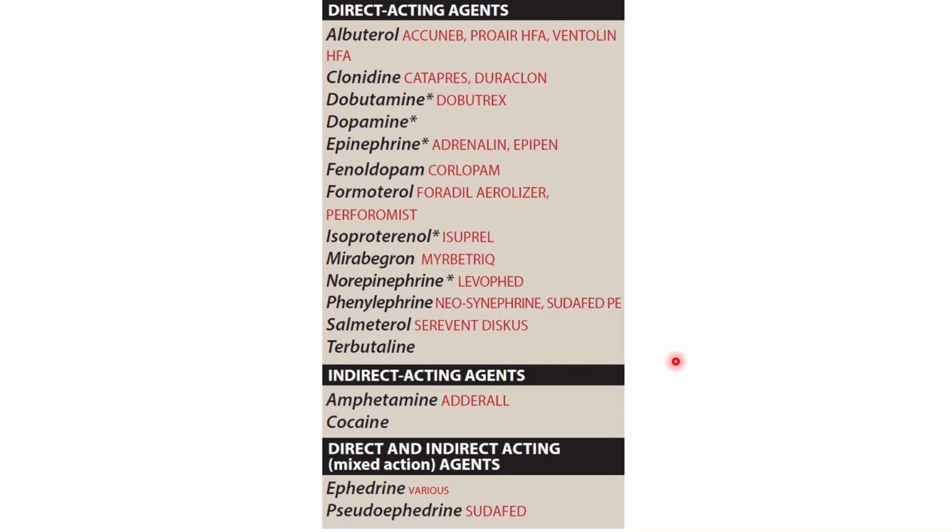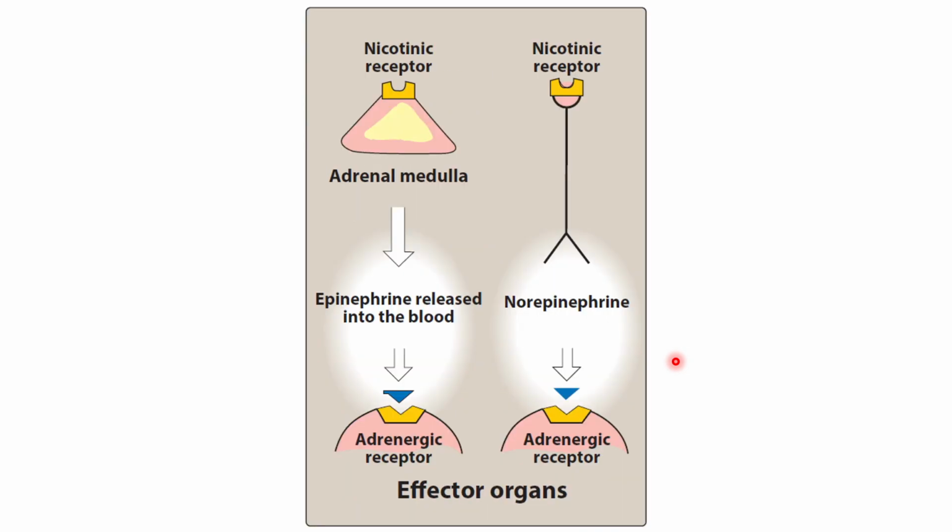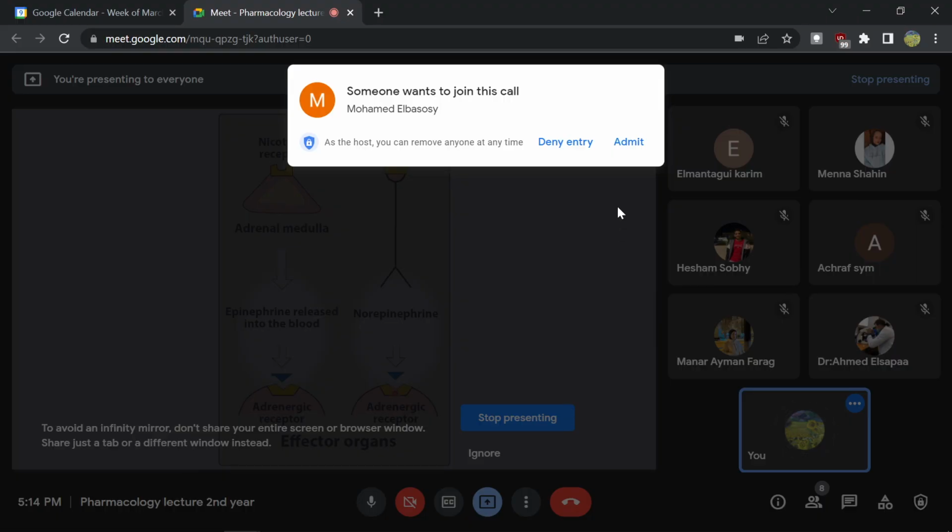So this is the classification of the adrenomimetics, or drugs that stimulate adrenergic receptors. As far as you remember, the sympathetic nervous system has postganglionic adrenergic receptors. So the neurotransmitter is norepinephrine, and the receptor is adrenergic receptor alpha or beta, depending on the tissue.